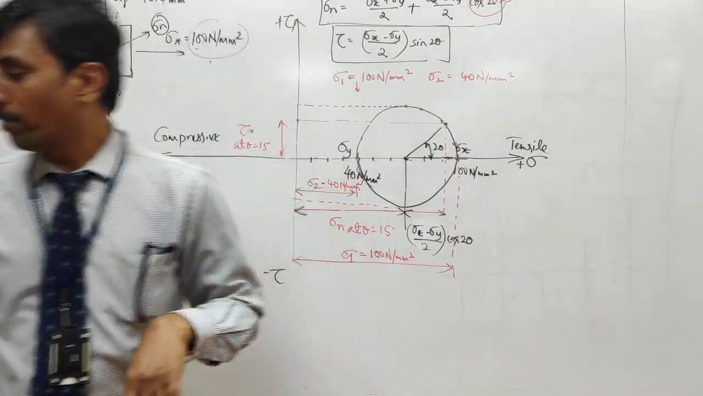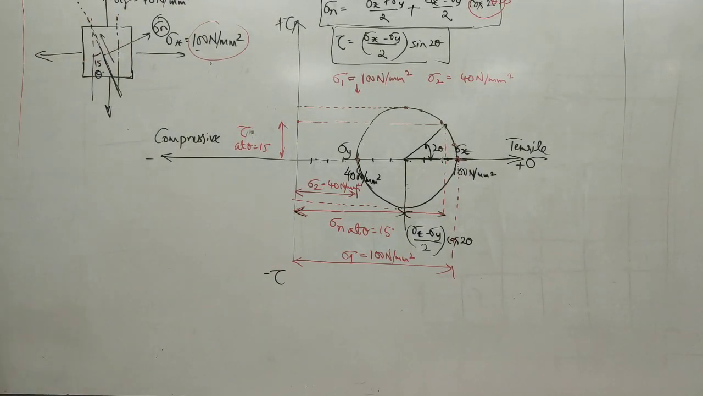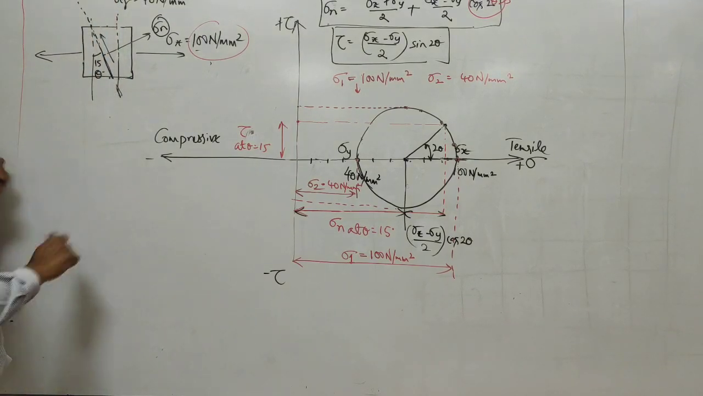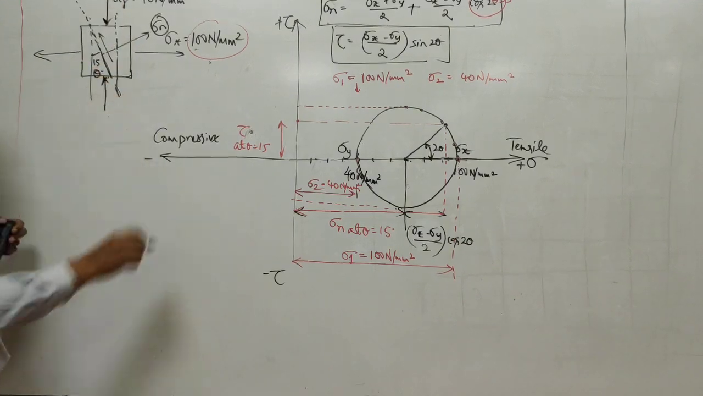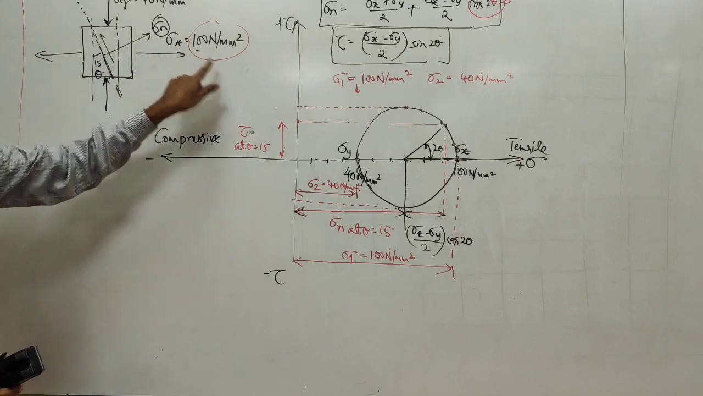See what would happen if this 40 Newton per unit square, which was tensile, was not tensile, it was compressive. What would happen? How would the diagram change? So on the x-axis, it is tensile.